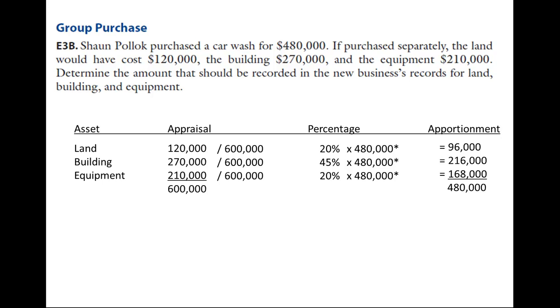So based on that calculation, $96,000 will go to land, which is 20%. $216,000 will be recorded in the building account, which is 45%, and $168,000 will be recorded for the equipment, and that is 20% of the total cost of $480,000.